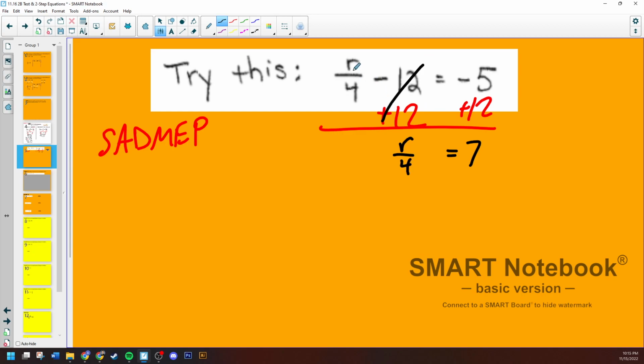So take note, once again, I'm dragging everything down that was untouched in the problem. Then here I'm dividing by 4, so I will multiply by 4, and this will cancel, multiply by 4, and we are left with r is equal to 28. Okay, and that is our final result. We'll just do a mental check on this one. So 28 divided by 4 is 7, and then 7 minus 12 does equal negative 5. All right, so that works.